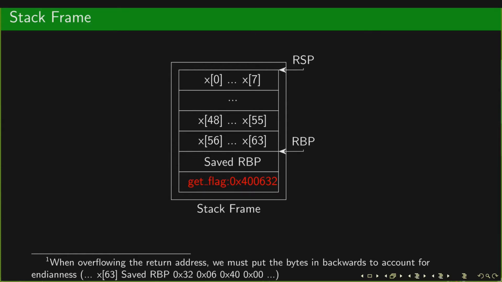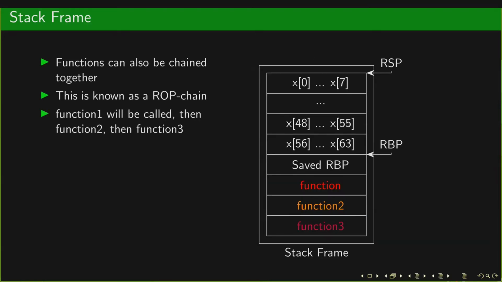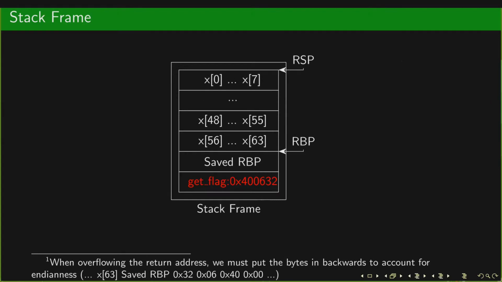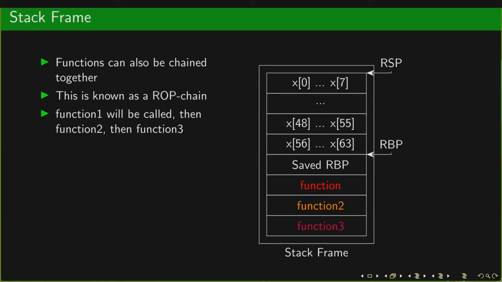That sounds great, but what if we don't have a get flag function, or a single address that's going to give us the flag when we jump to that address? The idea here is that we can chain this attack. Say we have 3 functions that we want to call in a row. We can just keep overwriting data in the stack until we have this layout where it's function 1, function 2, and then function 3.